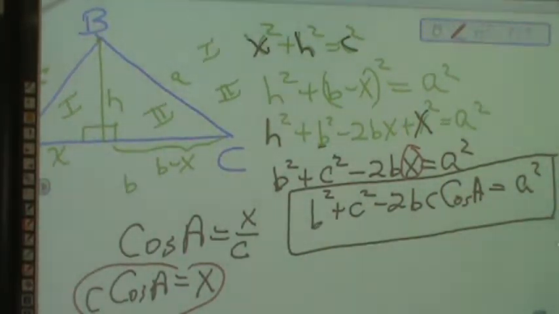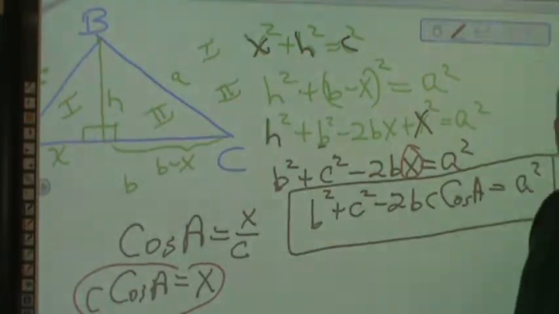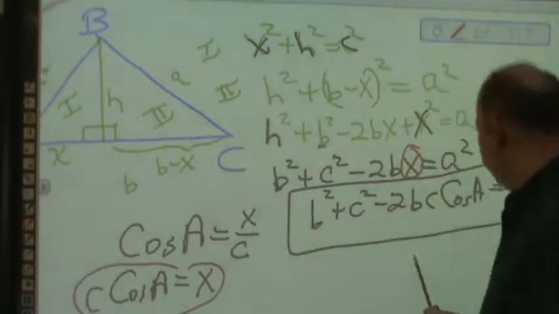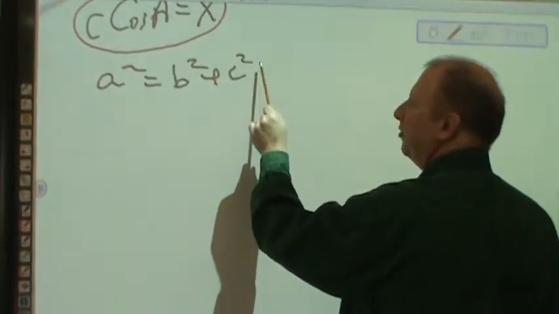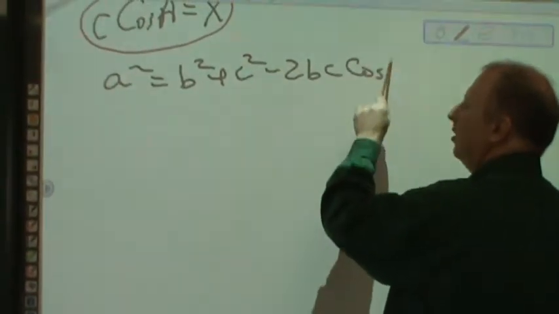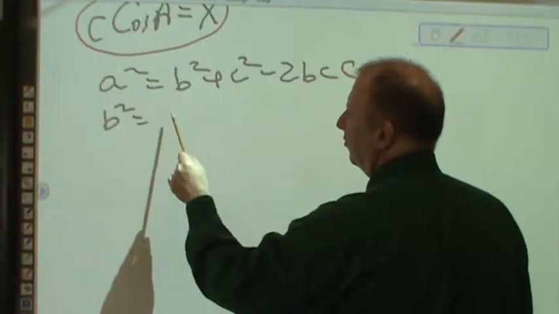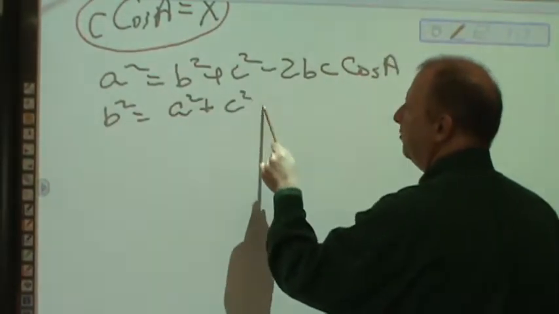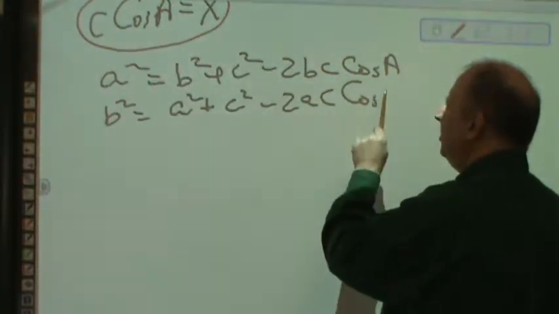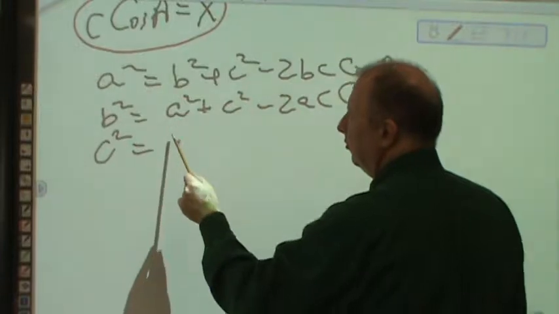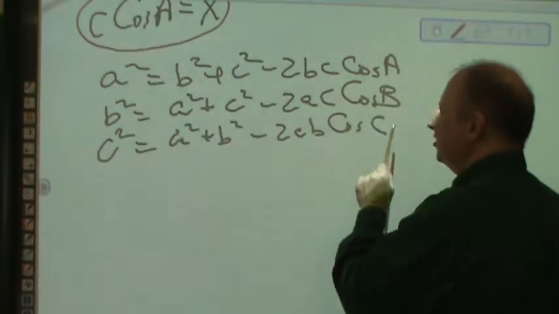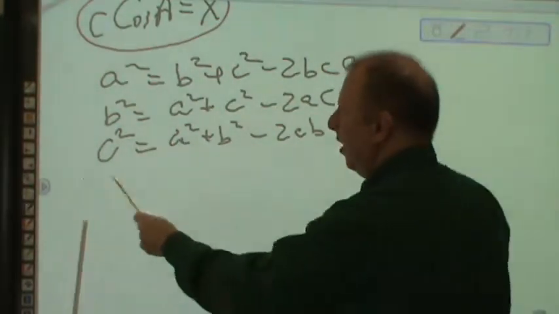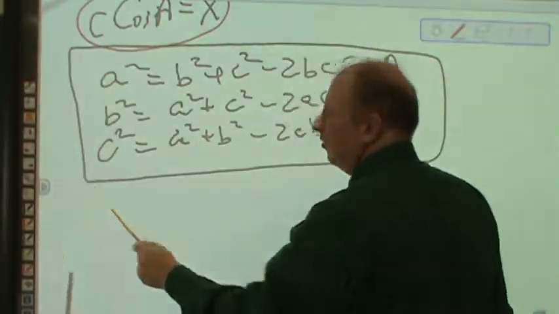This is now called the law of cosines. And now I can take the original numbers and work it out for you. We can also say that if a squared equals b squared plus c squared minus 2bc cosine A, then b squared is equal to a squared plus c squared minus 2ac cosine B, and c squared is equal to a squared plus b squared minus 2ab cosine C. It doesn't matter which way you write it. All of these represent the law of cosines.